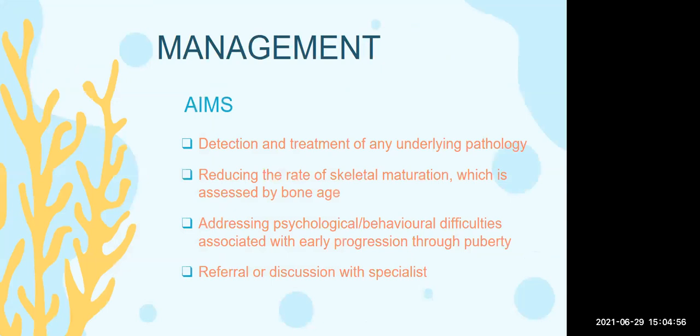Okay, so this is the management. What is the aim? Firstly, we want to detect and treat any underlying pathology. We want to reduce the rate of skeletal maturation, which is assessed by bone age. And we want to address any psychological or behavioral difficulties associated with early progression through puberty. And we want to refer or discuss with specialists, especially if there are any concerning conditions, such as if we suspect any central nervous system lesion, any intracranial injury or any hypothalamic lesion. Okay, next.